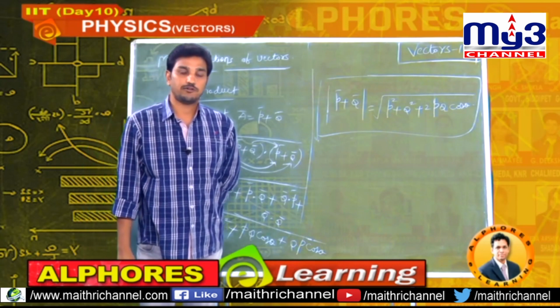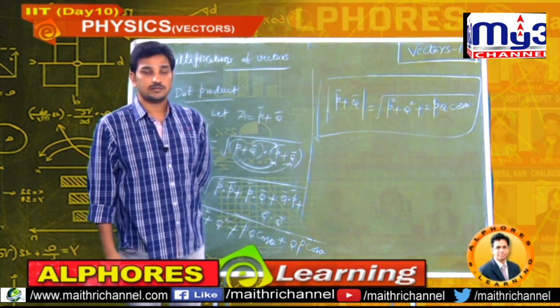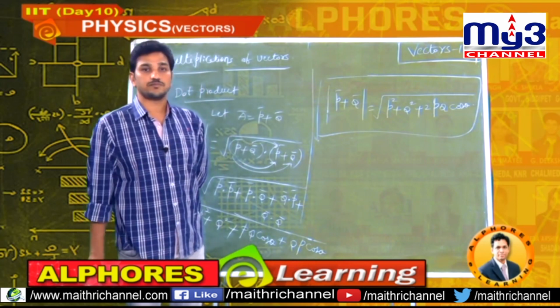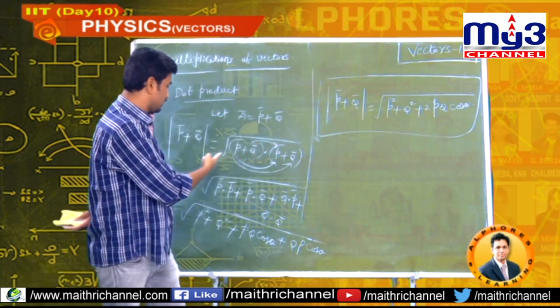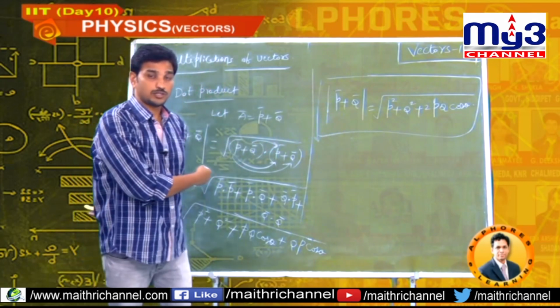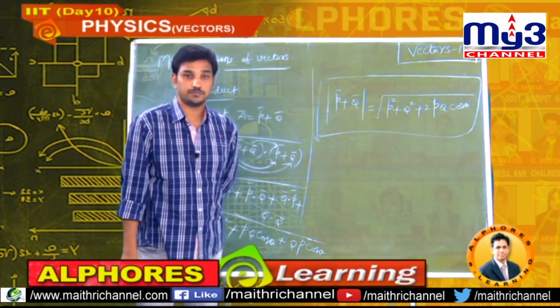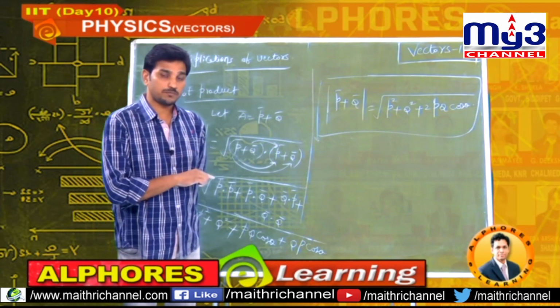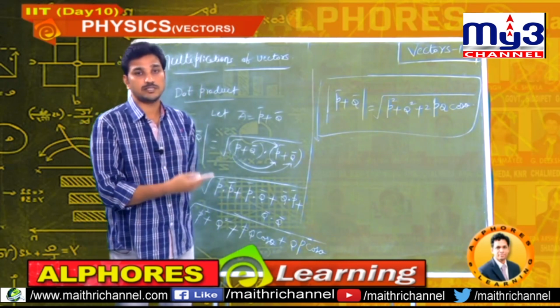The resultant of two vectors is P bar plus Q bar. That resultant vector magnitude is under root of P square plus Q square plus 2PQ cos theta by using the dot product. Without using the dot product also, we used the parallelogram law of vectors, and the answer is the same. So whether you use the parallelogram law or the dot product, the answer will be the same.